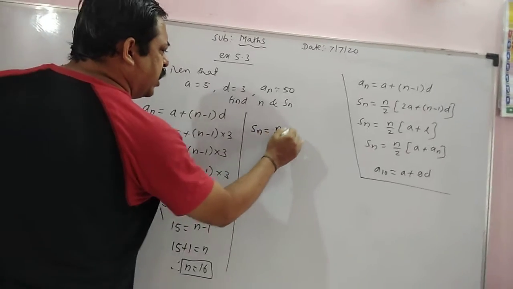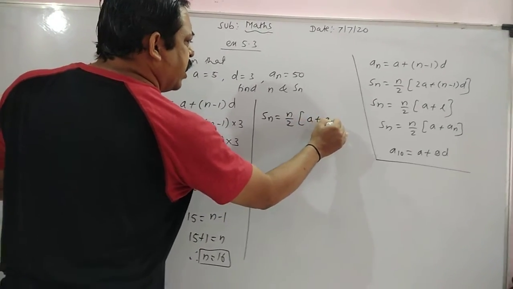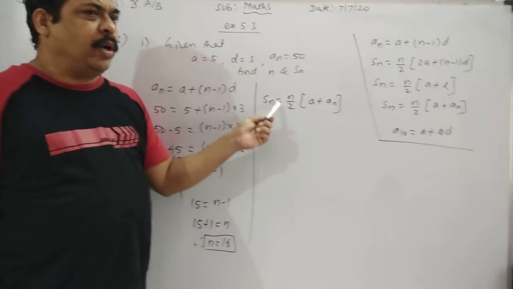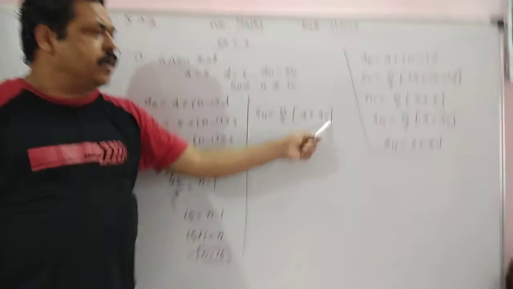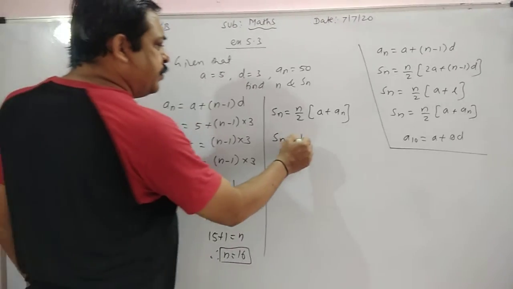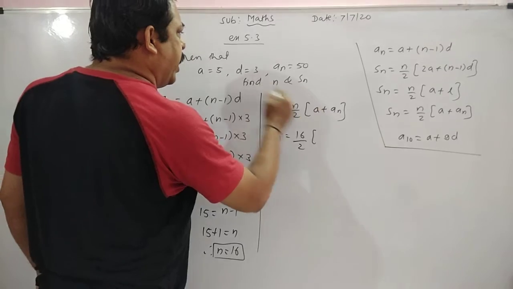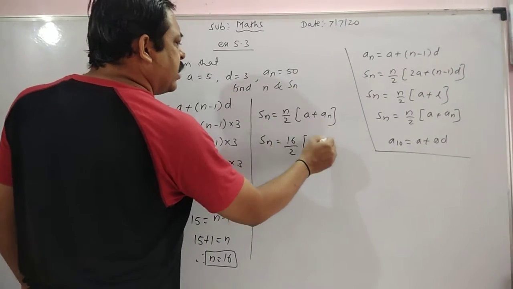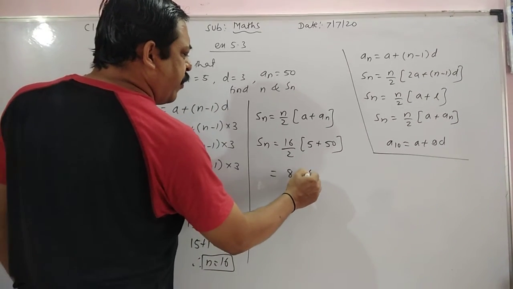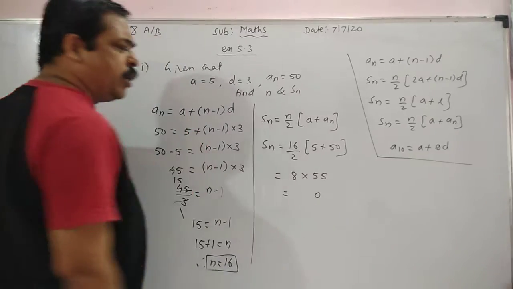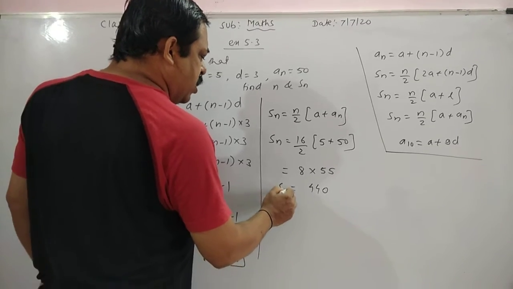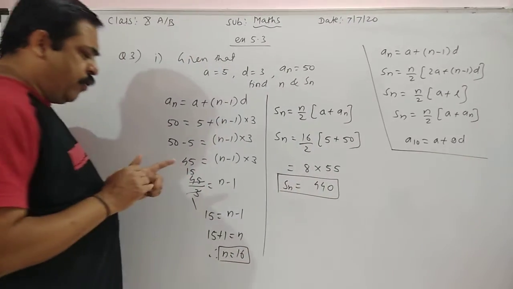SN is equal to N by 2 into bracket A plus AN. We use this simple formula. SN equal to, the value of N is 16 by 2 into A, A means 5 and AN, the last term of that AP, is 50. 16 by 2 is 8 into 55. 8 fives are 40, 4 carry, 8 fives are 40 plus 4, 44. Therefore, SN of that AP is 440.